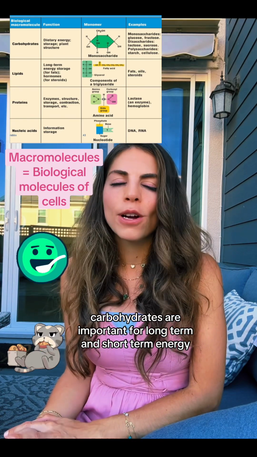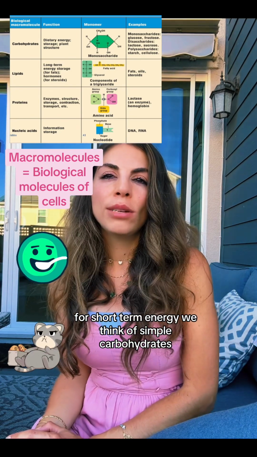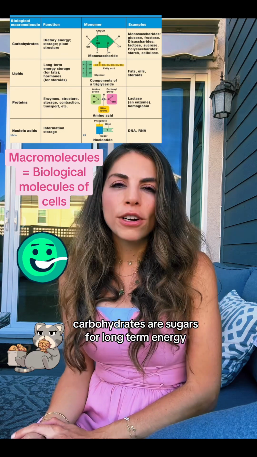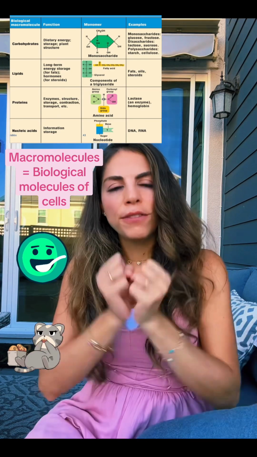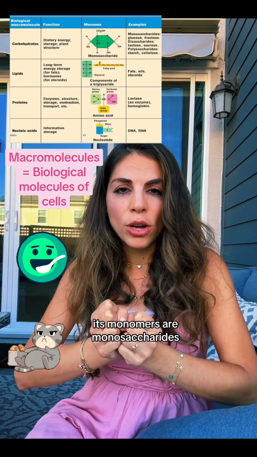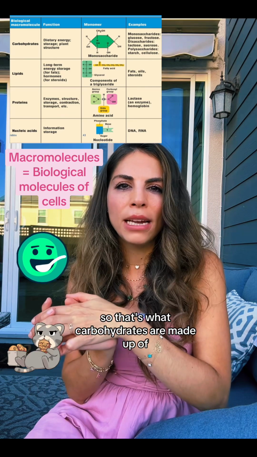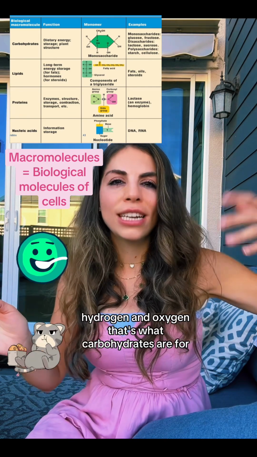Carbohydrates are important for long-term and short-term energy. For short-term energy, we think of simple carbohydrates. Carbohydrates are sugars. For long-term energy, we think of complex carbohydrates. If you break down a carbohydrate, its monomers are monosaccharides. So that's what carbohydrates are made up of. And if you break that down even more, they're made up of carbon, hydrogen, and oxygen.